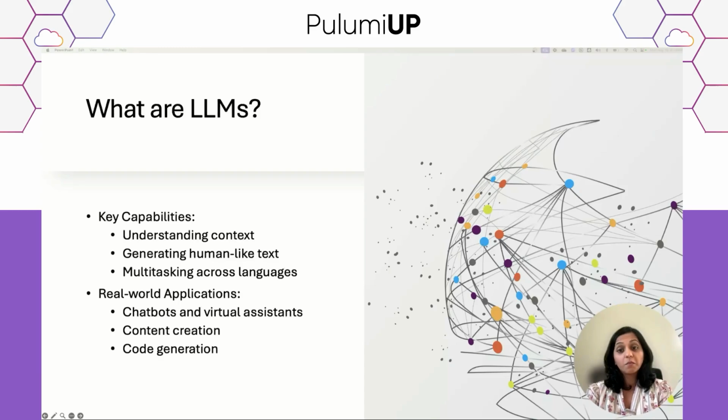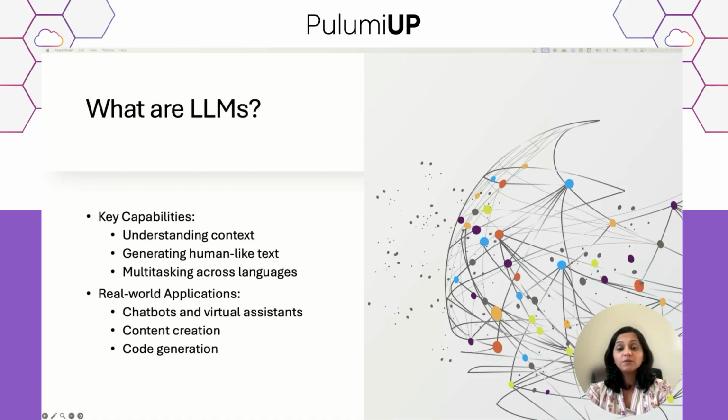These models have some pretty impressive tricks up their sleeves. First, they're great at understanding context. They don't just look at individual words, but grasp the meaning behind the entire sentence or paragraph. This means they can often understand nuances and subtleties in language that previous AI struggled with.